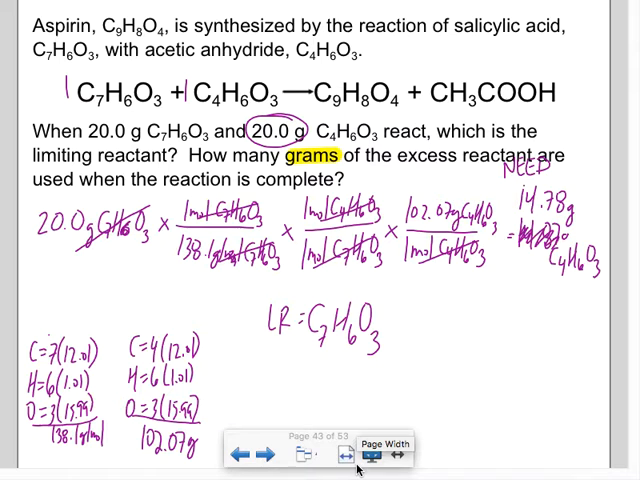So how many grams of the excess reactant are used? The answer would be 14.78. And what's your limiting reactant? Well, I just wrote it on there, C7H6O3. So there's sample problem 1.